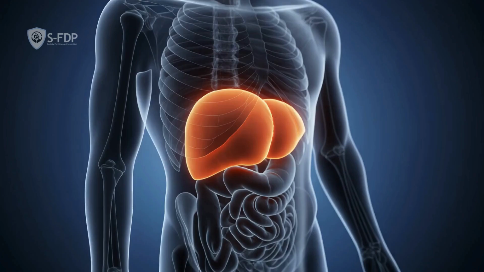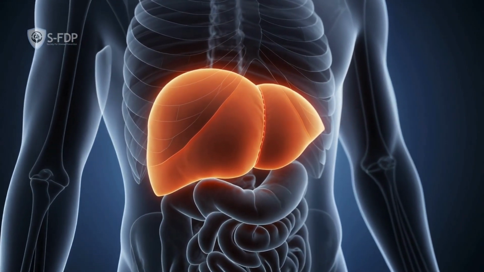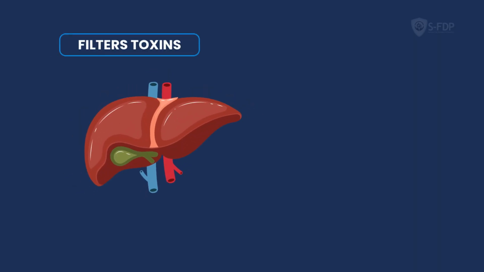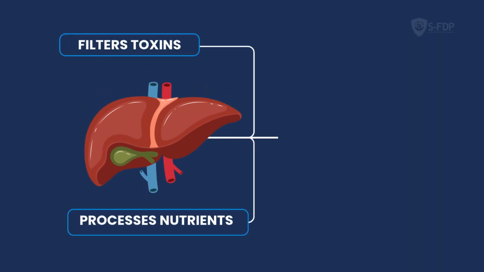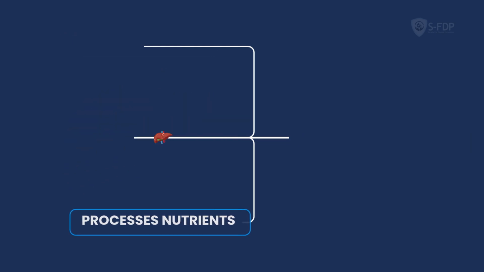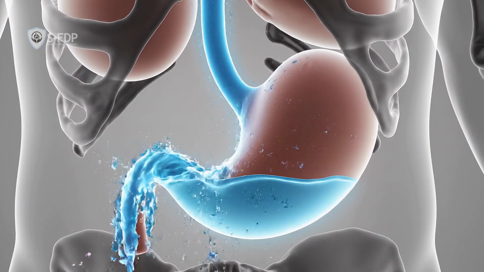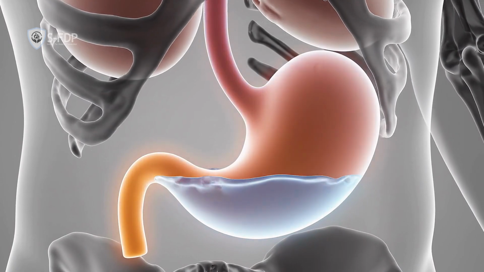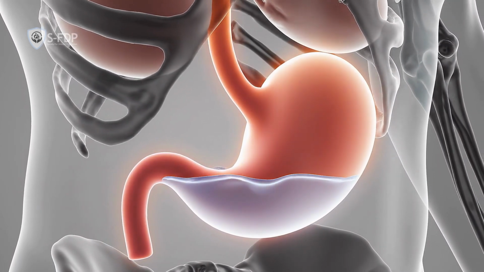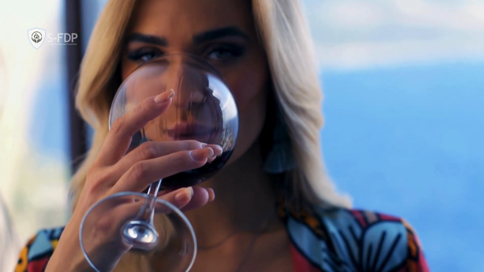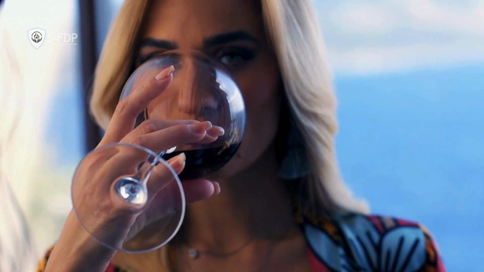Your liver is one of the body's hardest working organs. It filters toxins, processes nutrients, and helps with digestion. When alcohol enters the body, the liver is responsible for breaking it down. But too much alcohol can overwhelm this process. Now let's look at the steps through which alcohol can harm you.